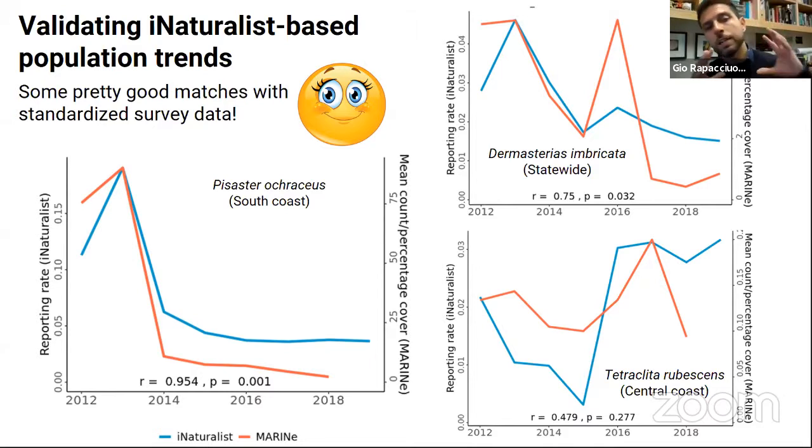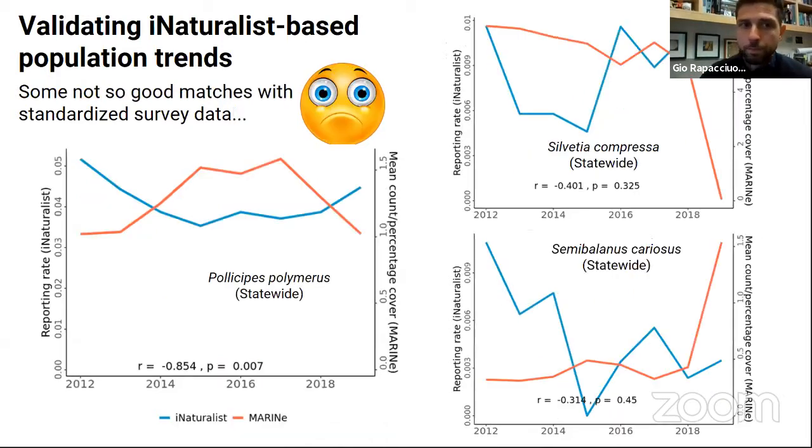So you can see that in some cases we get really pretty good matches. Once again, Pisaster ochraceus highlighted here on the south coast. We have almost an exact match there in terms of the declining picture. And then you can see some fluctuations are captured fairly well. However, in other cases, we do not get such good matches with MARINe data.